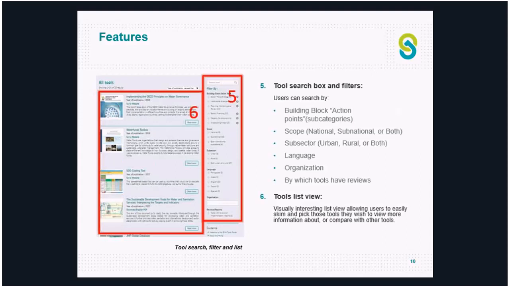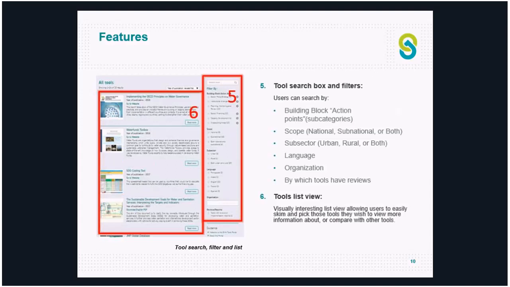This is, I think, the main strength of the functionality of this tool: a detailed filter, number 5. So tools can be filtered by these action points, well, the actual building blocks, right? Of the 5 major building blocks, each of them has 3 action points accompanying them. You could also filter by scope, which could be a tool that's either national or subnational or both. Subsector, which are tools focused on urban, rural, or both. You can choose by language.